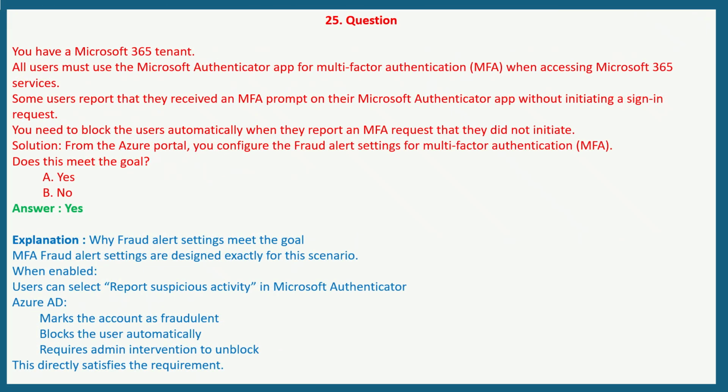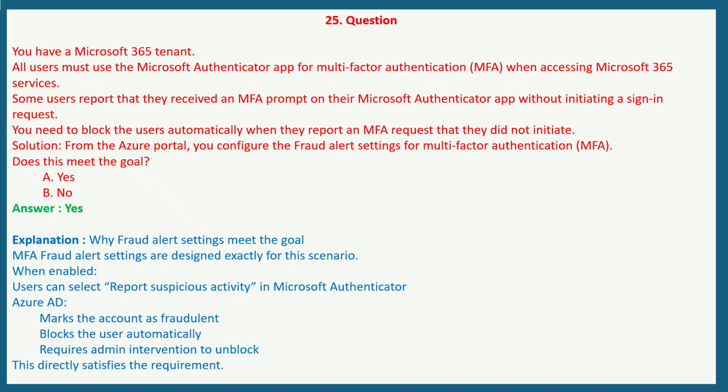Number 25. You have a Microsoft 365 tenant. All users must use the Microsoft Authenticator app for multi-factor authentication when accessing Microsoft 365 services. Some users report that they received an MFA prompt on their Microsoft Authenticator app without initiating a sign-in request. You need to block the users automatically when they report an MFA request that they did not initiate. Solution: from the Azure portal, you configure the fraud alert settings for multi-factor authentication. Does this solution meet the goal? Yes or no? Yes.